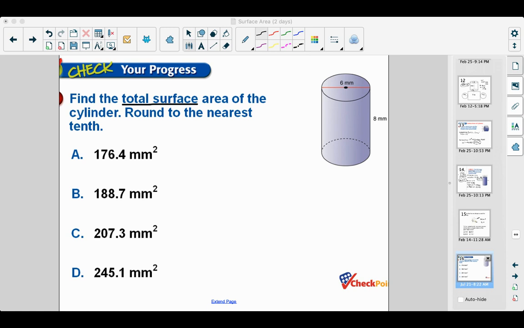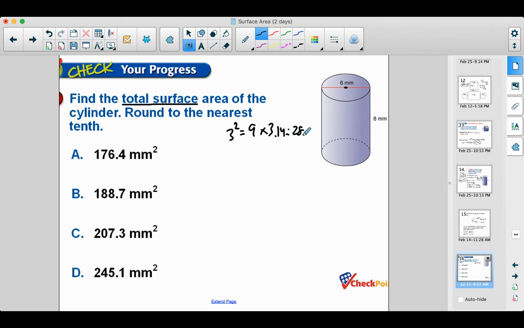All right, let's walk through this one together. Let's do the circles first. The area of the circle is pi r squared. The diameter is 6, which means the radius is 3. 3 squared is 9. Then multiply that by 3.14. I get 28.26, so each of the circles is 28.26.